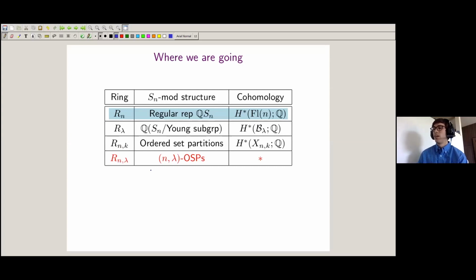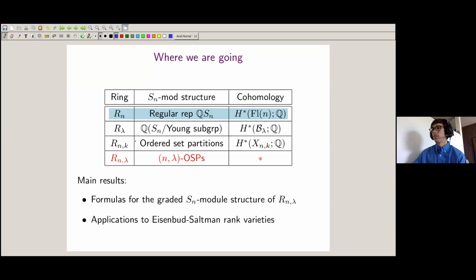Oh, sorry, before that, basically my contribution is to introduce a new family of graded rings, R_{n,lambda}, which generalizes all three families: R_n, R_lambda, and R_{n,k}. So let me move on now to R_lambda. Oh, sorry, another slide. Okay, and my main results will be formulas for those rings R_{n,lambda}. So formulas for the graded symmetric group module structure of that ring, and also some applications to geometry. So applications to the Eisenbud-Saltman rank varieties. Okay, now it's the next slide.